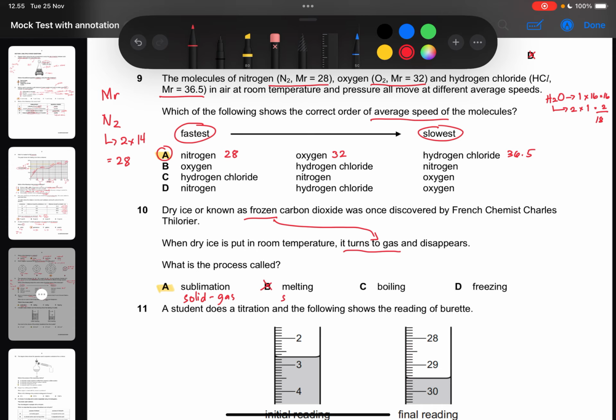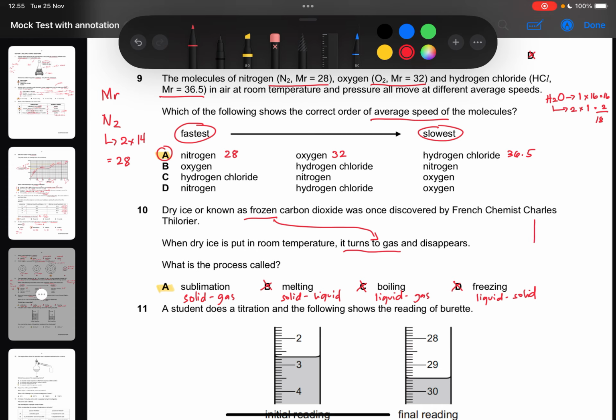Melting is from solid to liquid. Boiling is from liquid to gas, while freezing is from liquid to solid. So another question that they will ask that is related to this is which one gains energy or loses energy.